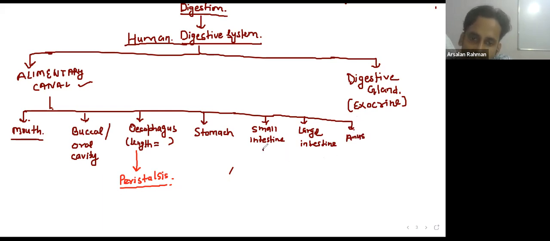Okay. We divide the small intestine into three parts. How many parts? Three parts. I'll show you the diagram. We divide the small intestine into three parts. The first one is duodenum.